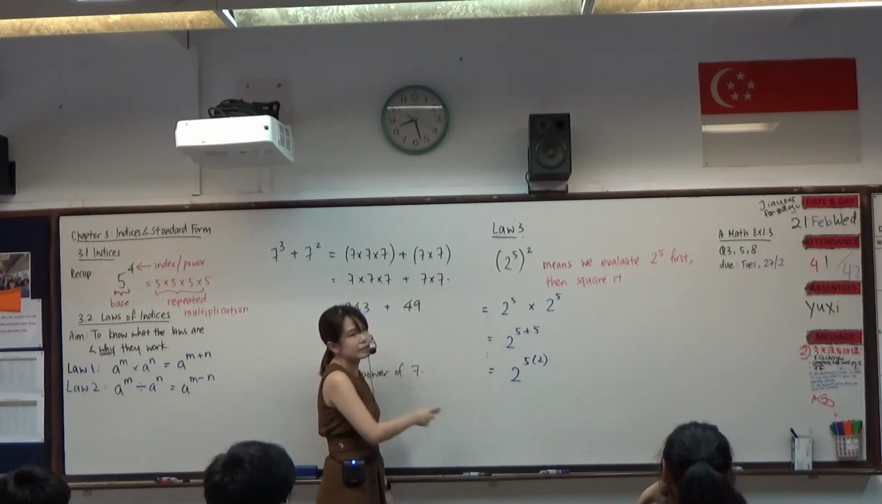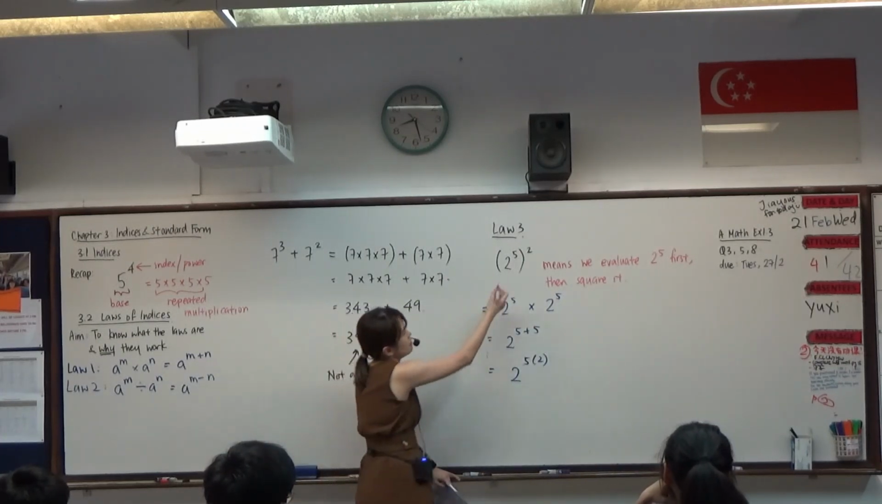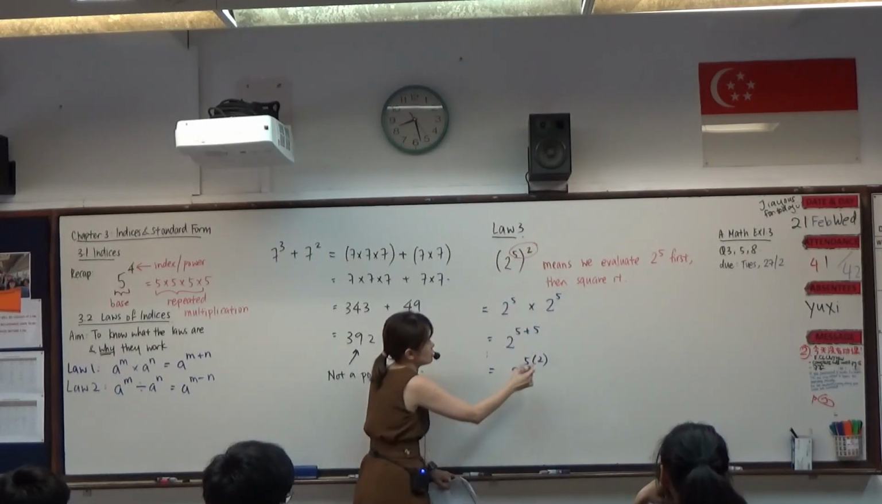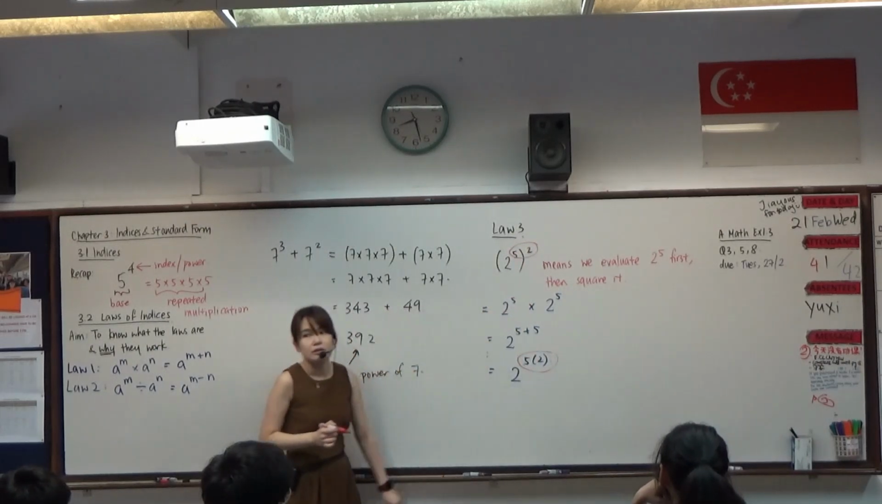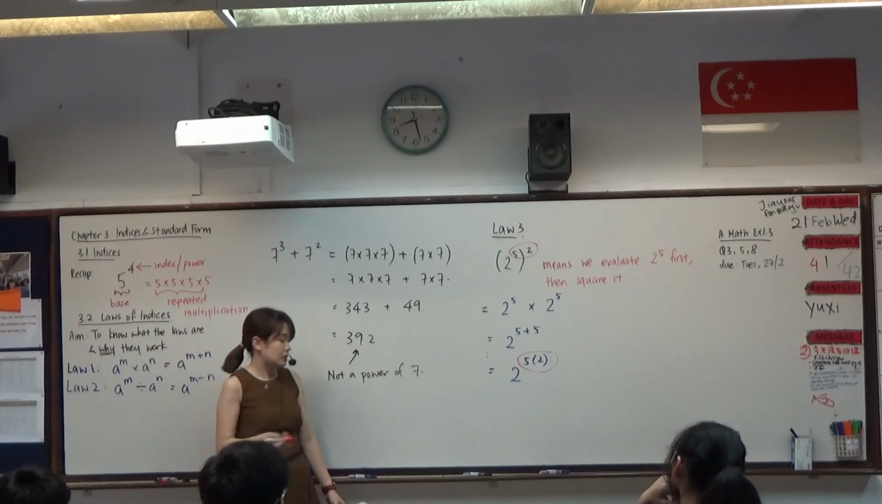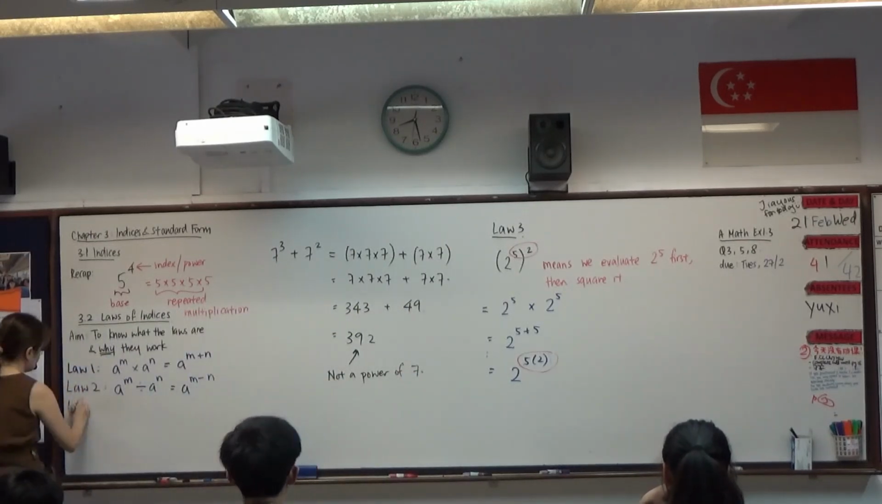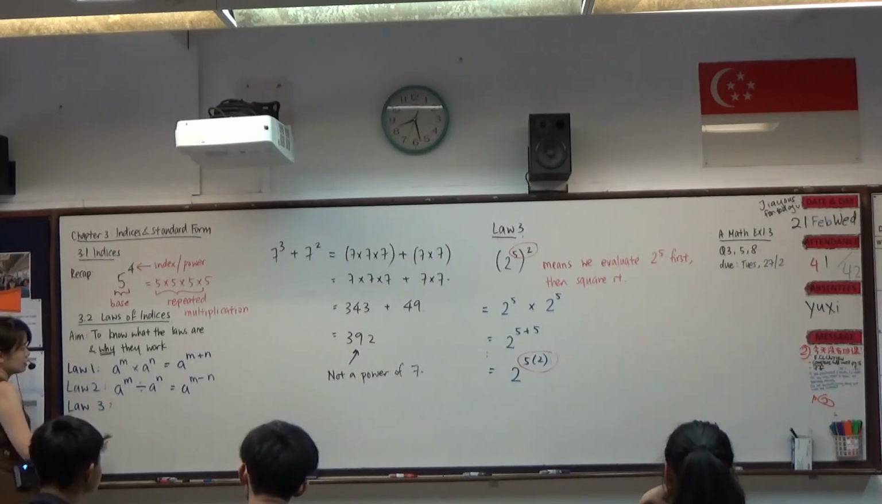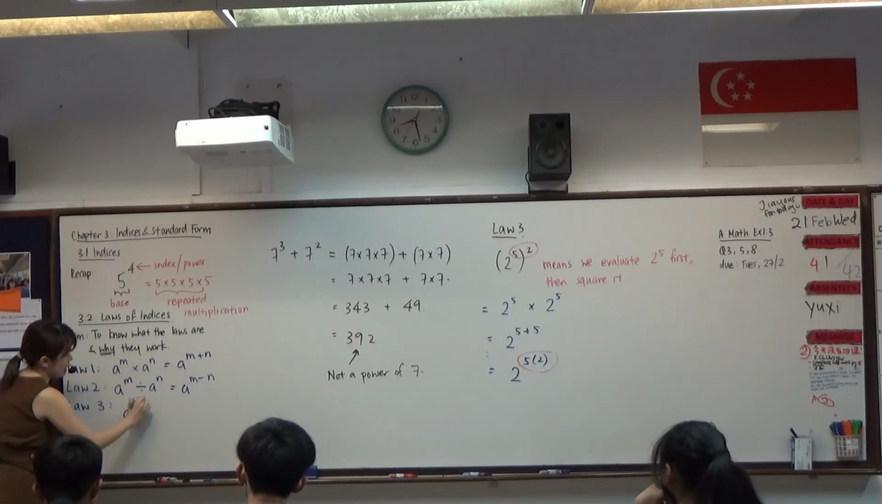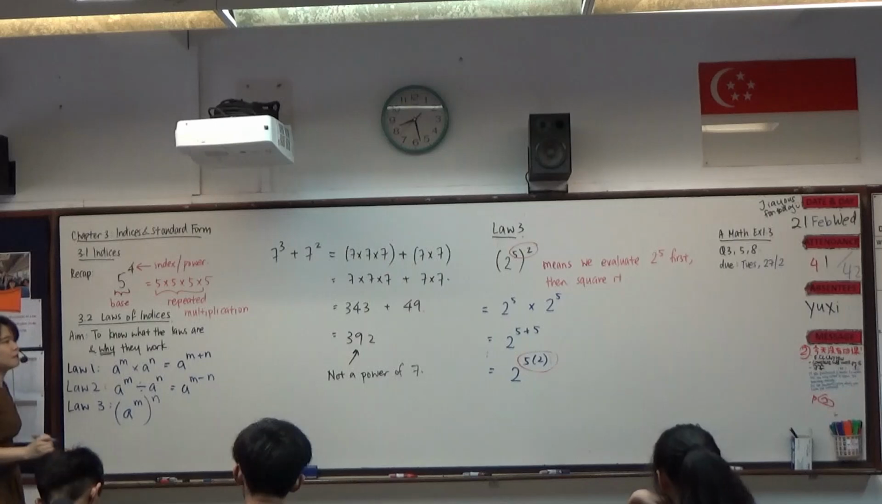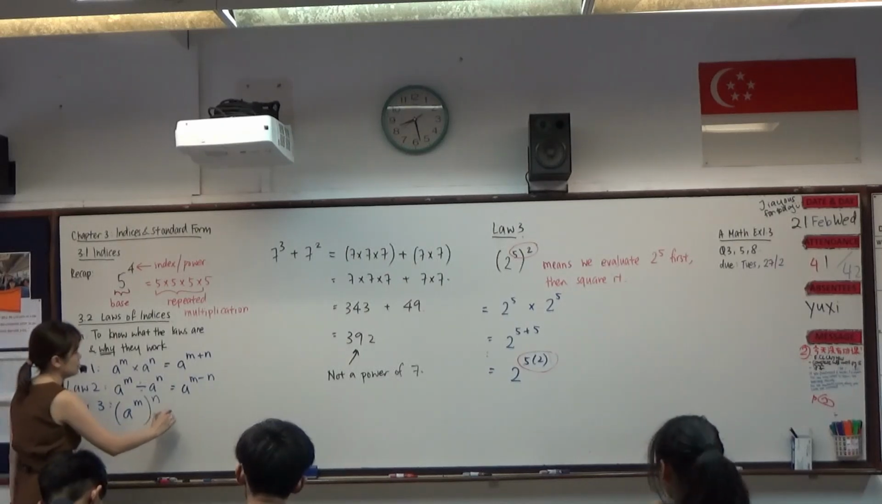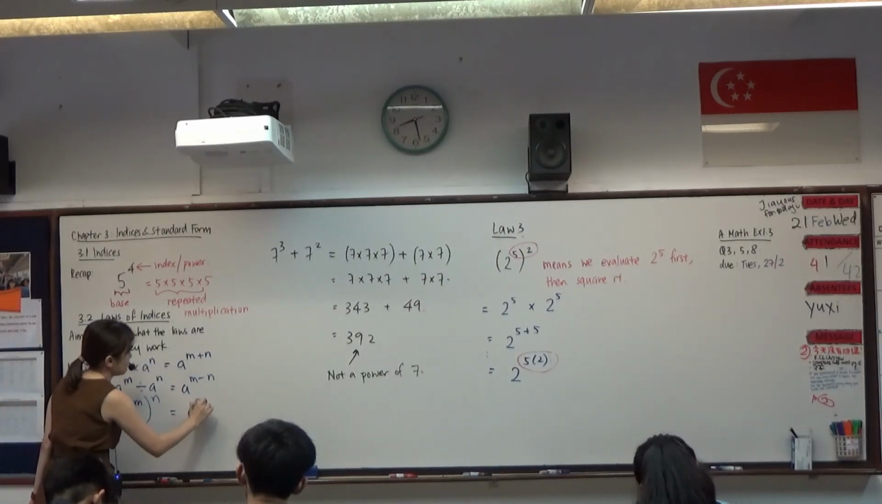Thinking, what do we observe about these powers over here? They're just multiplying each other. Okay? So what we can conclude here then for law 3 is that if I have a to the power of n followed by another power of n, I can write it as a to the power of n times n.